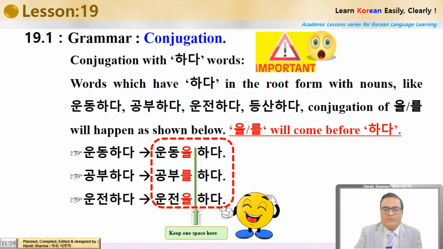Please make special notes for this. Again, with the hada words, when the noun is attached with them, ul or rul will come before hada, and then you will add one space. Undongal hada, kongbural hada, unjonal hada.